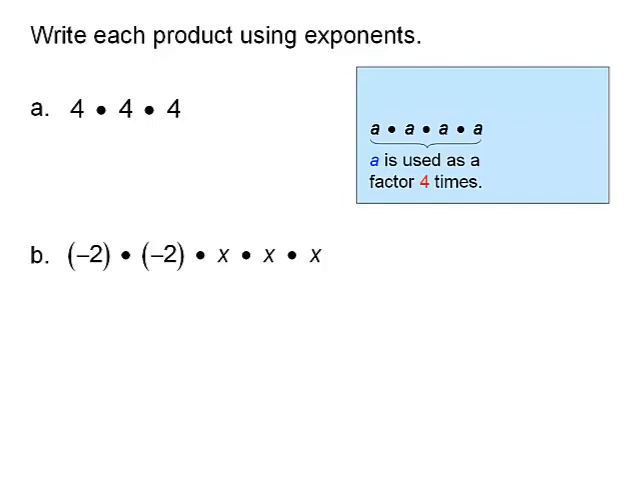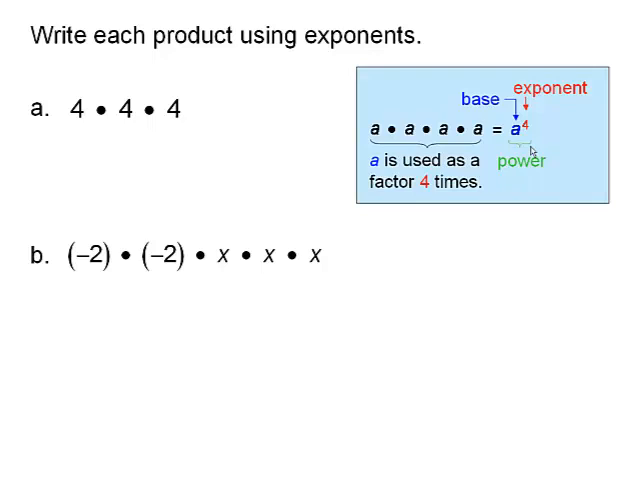Another way to represent this product is to let a be a base and to let the number 4 be an exponent, with 4 being written as a smaller number above and to the right of a. This whole expression is a power, and it's equal to the original expression a times a times a times a. And the expression would be read as a to the 4th power.